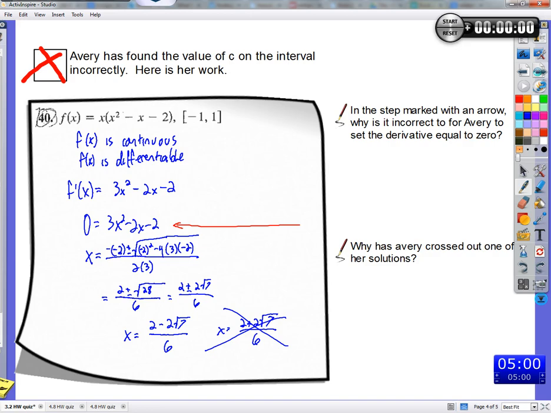What do you say? Raise your hands. Kelly? He's trying to find the slope between those two points. Okay, so what theorem is this working with?